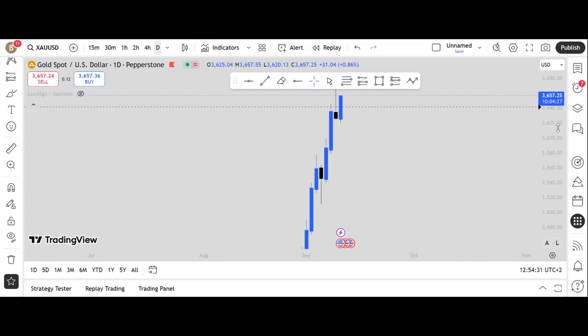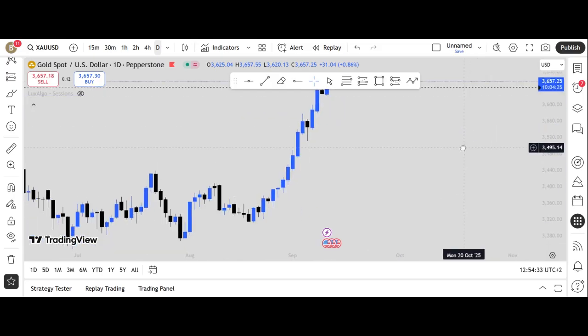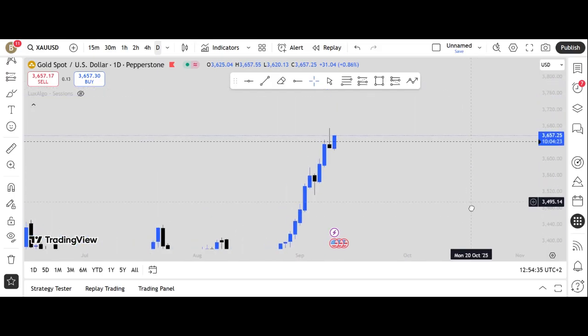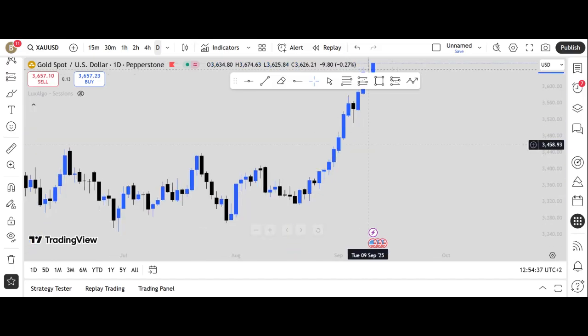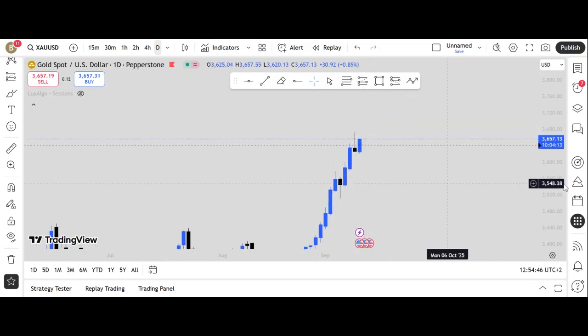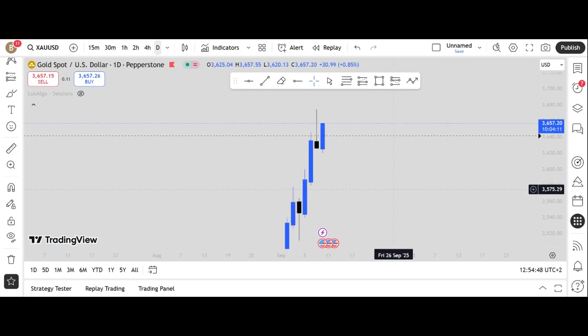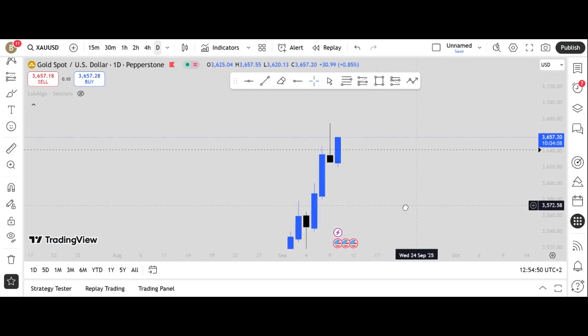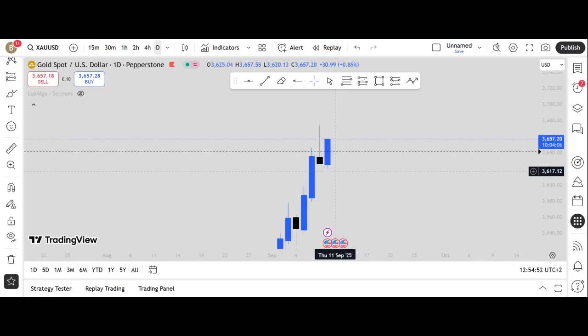So as you can see on the overall bias, gold has been printing the bullish momentum. It has been buying all along. I'd say starting from this is August 20, it has been buying all along up to this September. So as you can see, yesterday gold closed bearish, but it created a long wick.